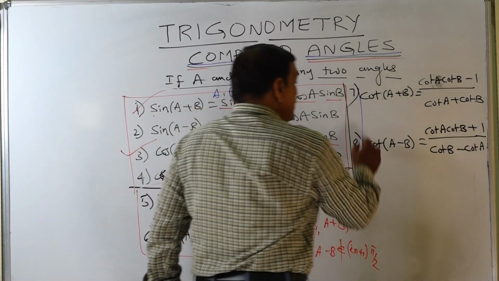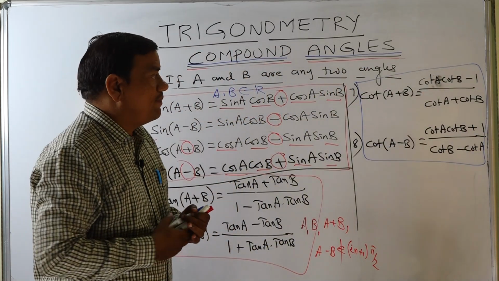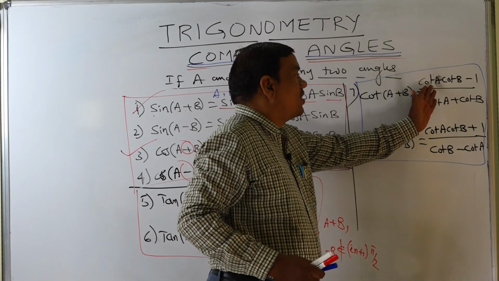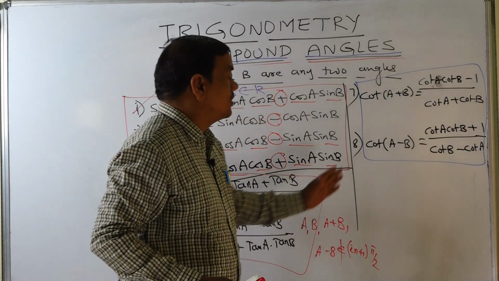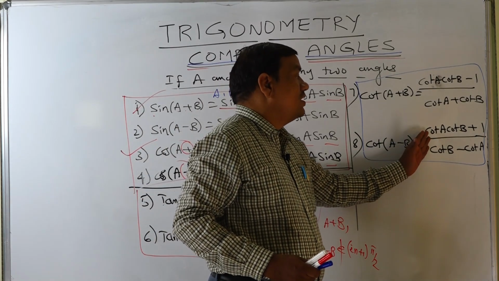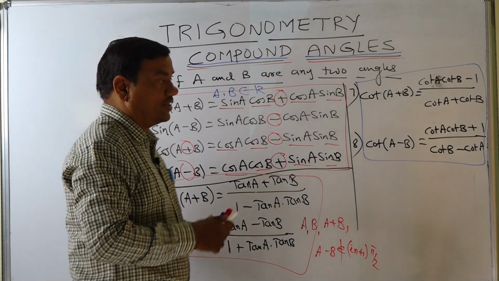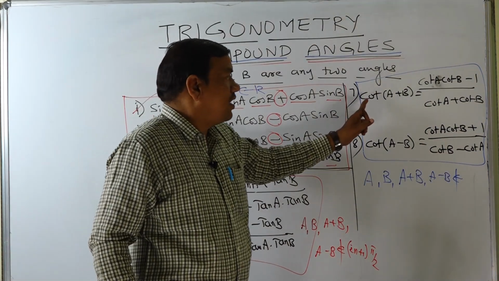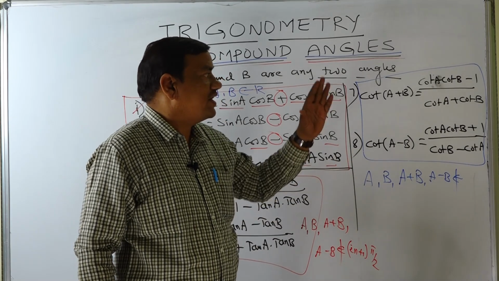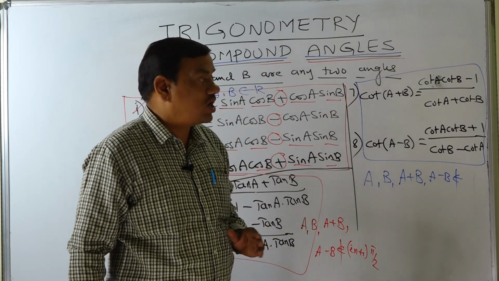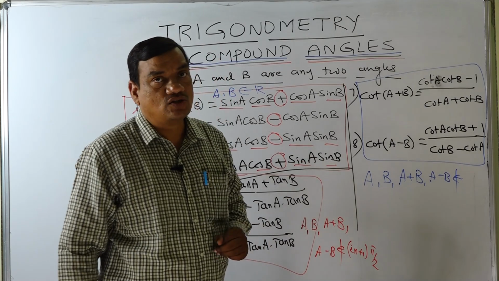Now, coming to these two formulas, what are they? Cot of A plus B formula: cot A cot B minus 1 upon cot A plus cot B. Cot of A minus B formula: cot A cot B plus 1 upon cot B minus cot A. Here, in the formulas for cot of A plus B and cot of A minus B, cot A cot B minus 1 upon cot A plus cot B, and cot A cot B plus 1 upon cot B minus cot A.